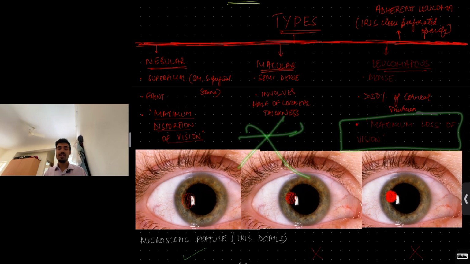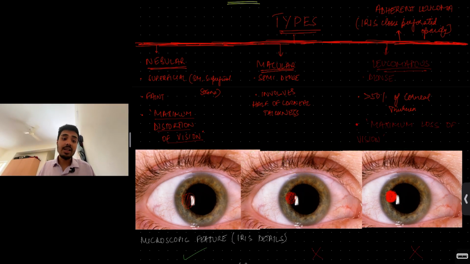That is leukomatous. There is another type known as adherent leukoma. If the opacity gets perforated, the iris can protrude through that perforation. Basically, the iris adheres to the perforated opacity. That is known as adherent leukoma. So these are the four types: nebular, macular, leukoma, and adherent leukoma.